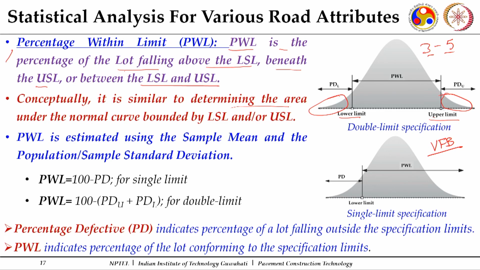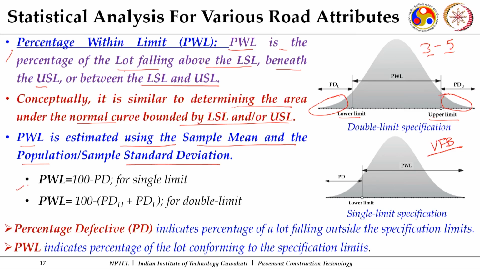It is similar to determining the area under the normal probability density curve, where under the normal curve bounded by lower and upper limits. So, we can fix up the lower and the upper specification limits and work out what is the percentage area which is falling outside of our specification limits. So, percentage within limits is estimated using sample mean and the sample standard deviation. This is what we work out in a similar fashion as we explained in the previous slides.